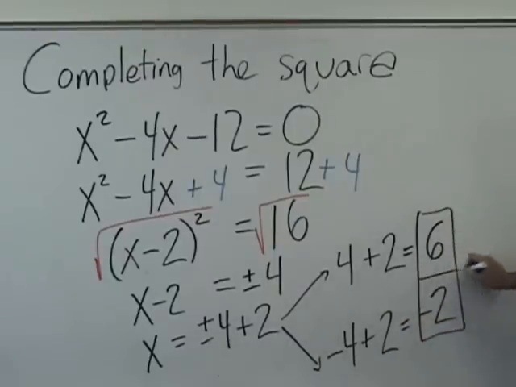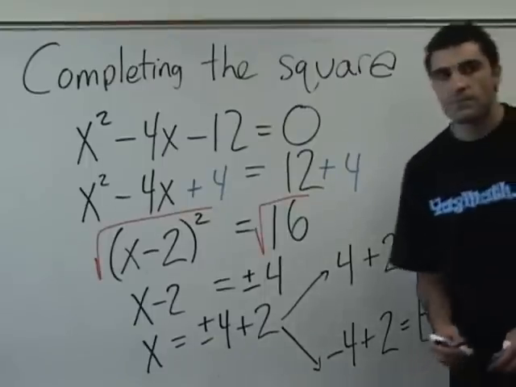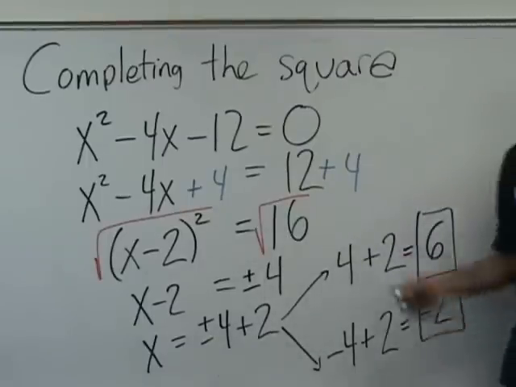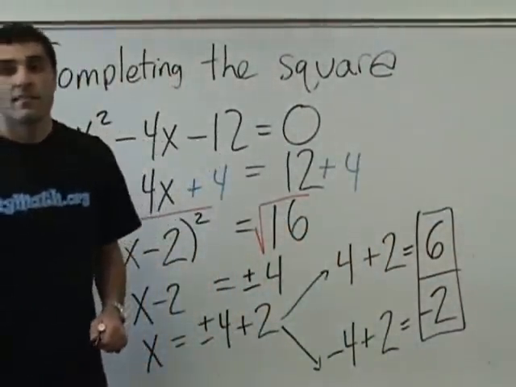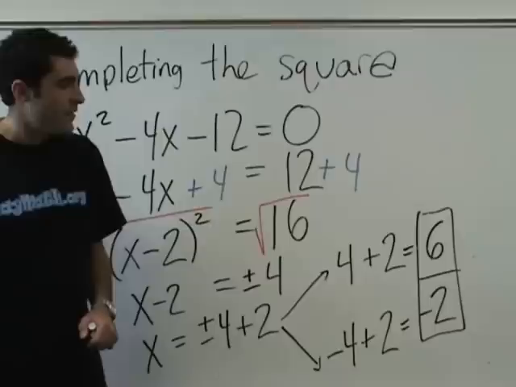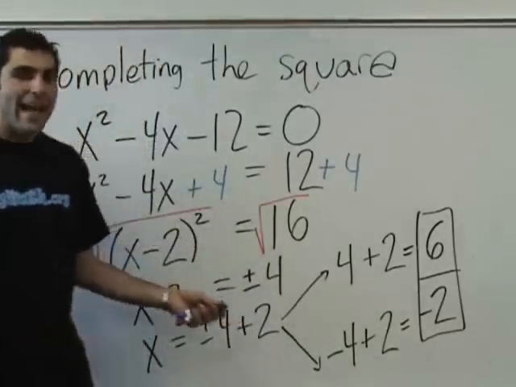So these are our two answers. x equals 6 and x equals negative 2. Do we have to write that? Box both, however you want to do it. Can we just write x equals plus or minus 4 plus 2? No, it's not simplified, because you can add 2 to 4.